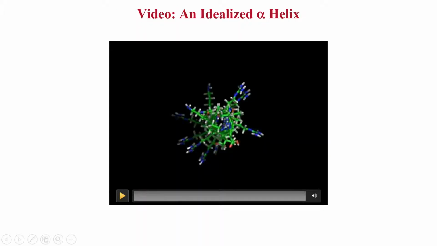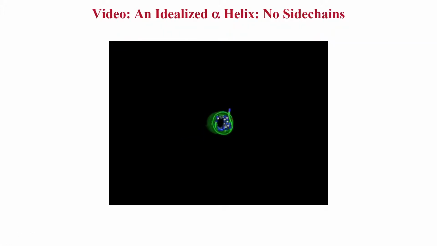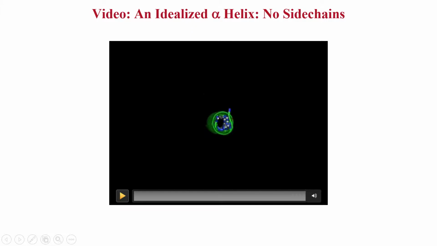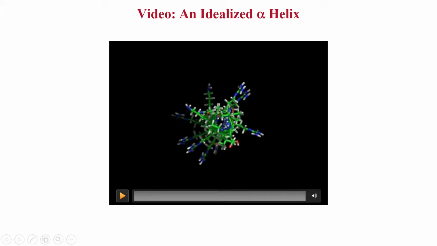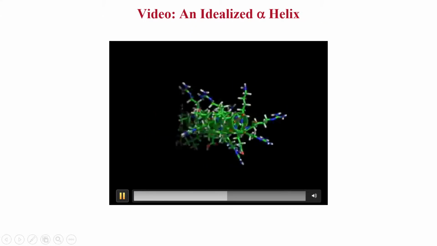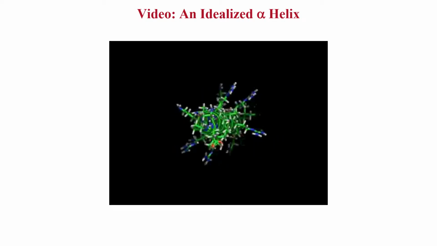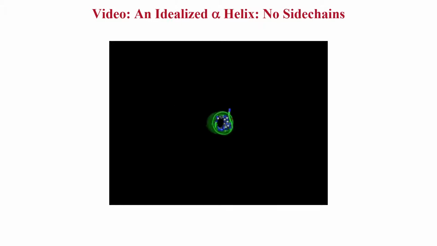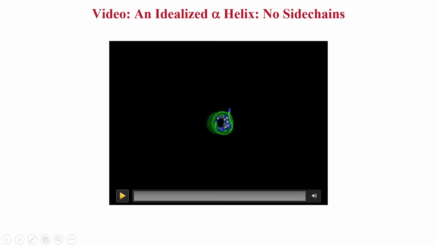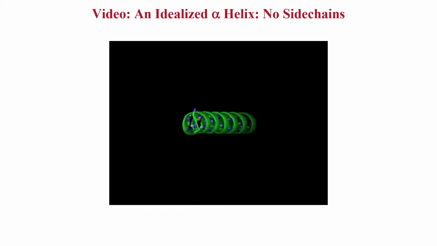Alright, so this gives you a picture of an alpha helix. Notice how it's coiled like a corkscrew, hence the name alpha helix. This is showing you the alpha helix without the side chains. This is just showing you the ribbon model, the coils.